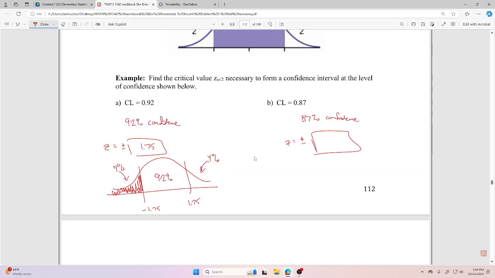Let's do another one. So it says 87. This one scares me. So I've got 87 in the middle. What would I have for both of them on the outside? 13% for both, right? But then I want just one, an individual. So then what would this be all by himself? Yeah, 6.5 exactly.